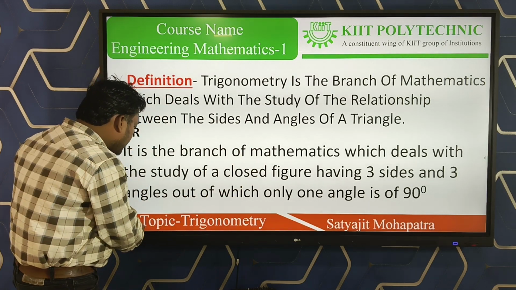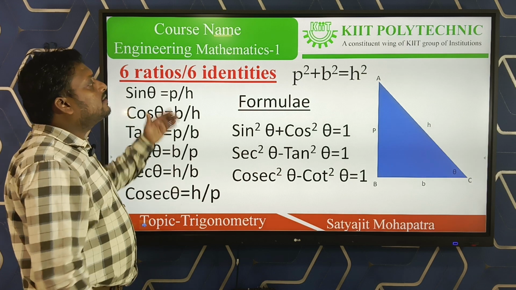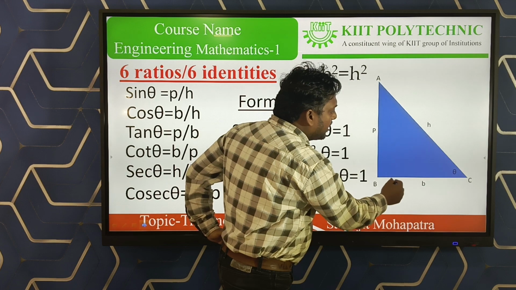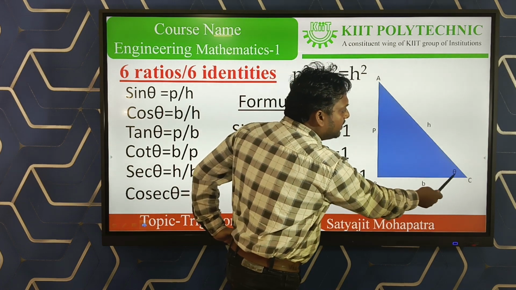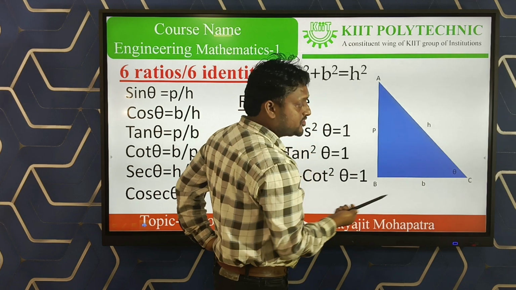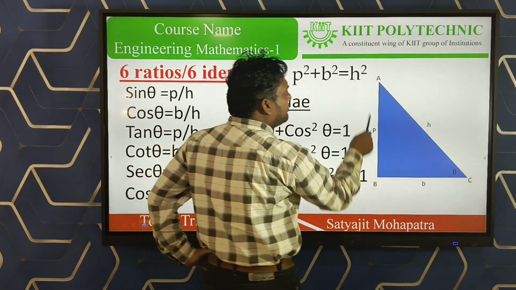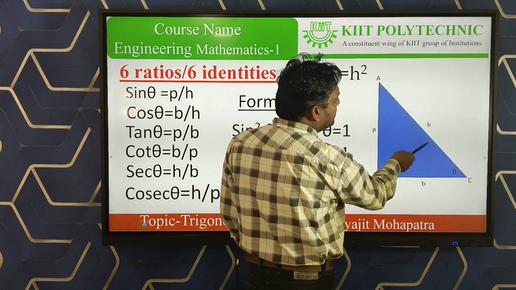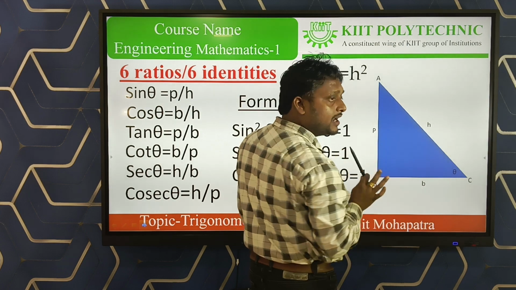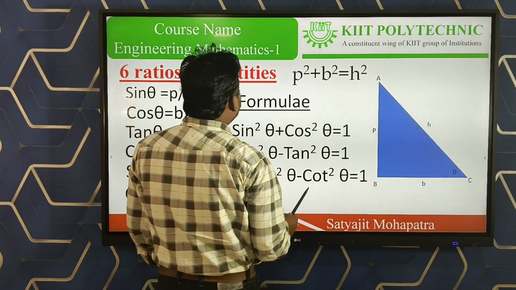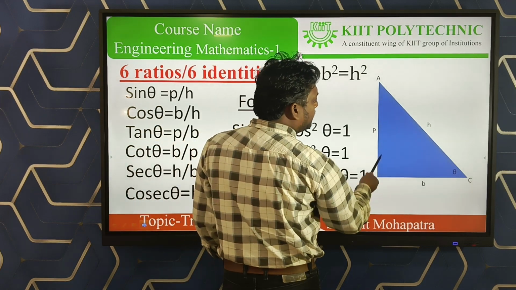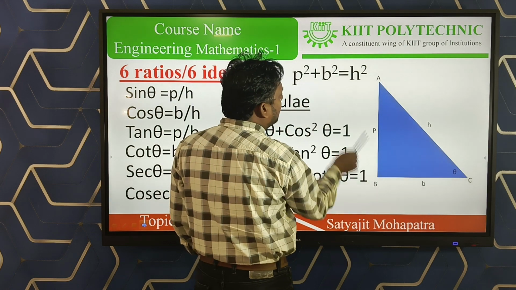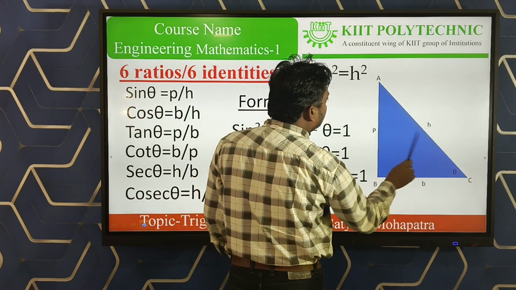The next slide contains all these formulae, and this is the right angle triangle. 90 degrees here at angle B, and this is angle theta. This angle theta is known as the angle of inclination, and AB is the perpendicular, BC is the base marked as B, and H is the longest side of the triangle, that is known as hypotenuse. And all of you are acquainted with this formula, P square plus B square equals H square. That is perpendicular square plus base square will be H square. H is the longest side.